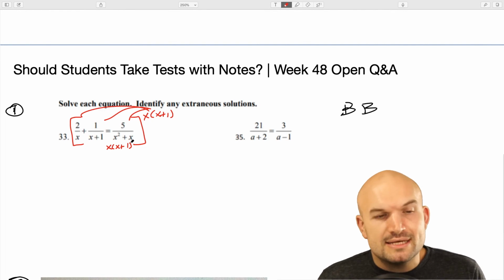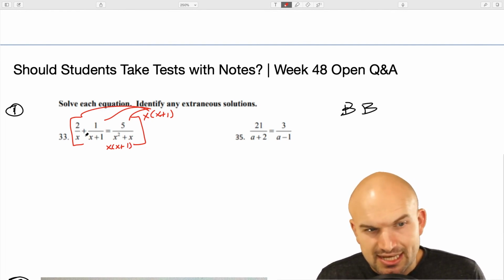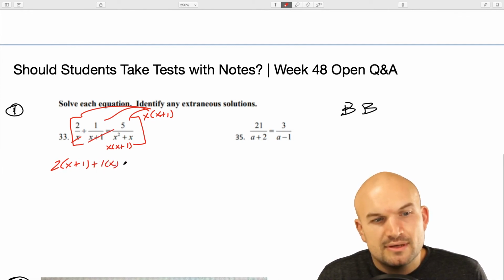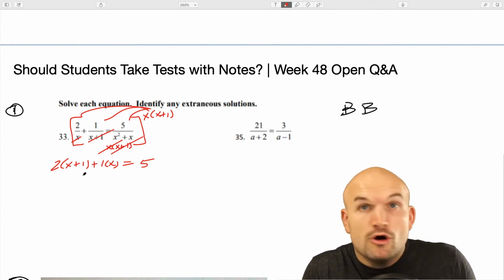Now, what's important about multiplying by your LCD is notice what happens. X divides into x times x plus 1, right? The x's will divide out. So that's going to leave me with a 2 times x plus 1. Here, my x plus 1s will divide out, leaving me with a 1 times x. And then over here on the right, my x and my x plus 1 both divide out, and that's just going to leave me with a 5. So now I have an equation that has no more denominators.